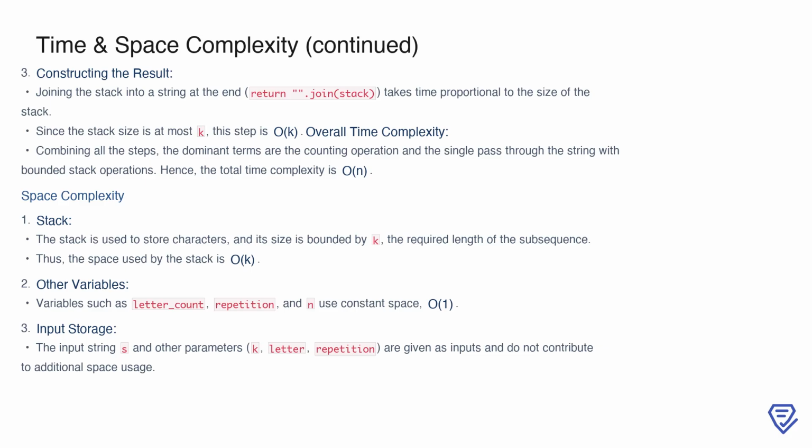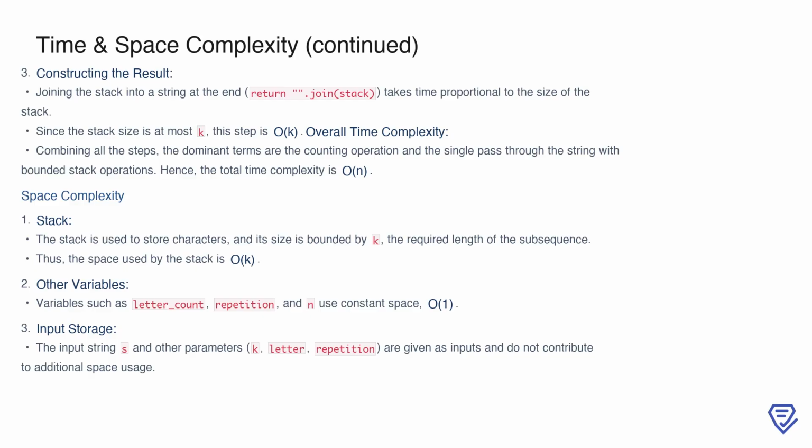Now, let's discuss the final step, which involves constructing the result. Here, the stack is converted into the final string using the join operation. This step takes time proportional to the size of the stack, which is at most k, the length of the required subsequence. Thus, this step adds an O(k) component to the time complexity. When we combine all the steps, the dominant terms are the counting operation and the single traversal of the string, both of which are O(n). Therefore, the overall time complexity of the solution is O(n).